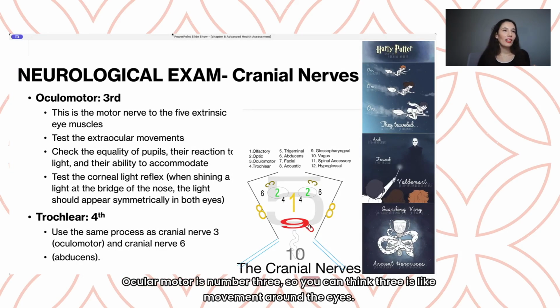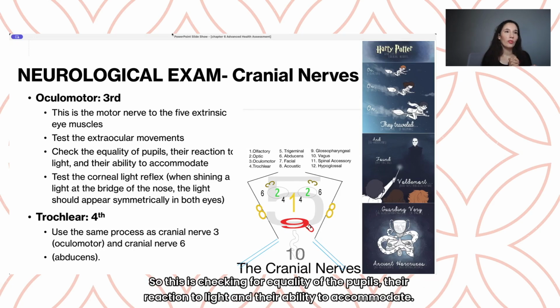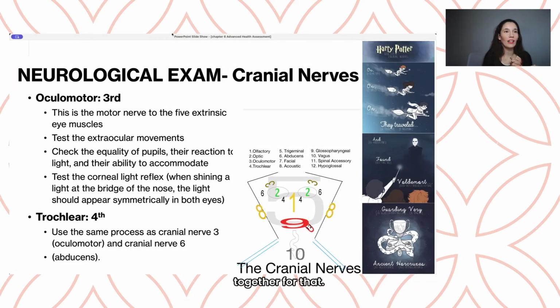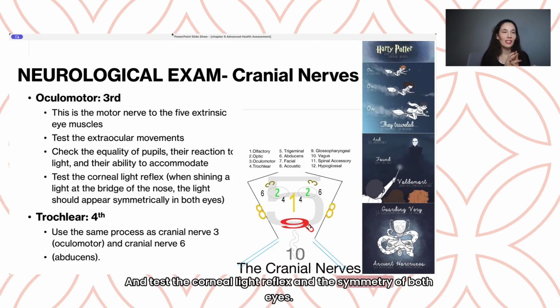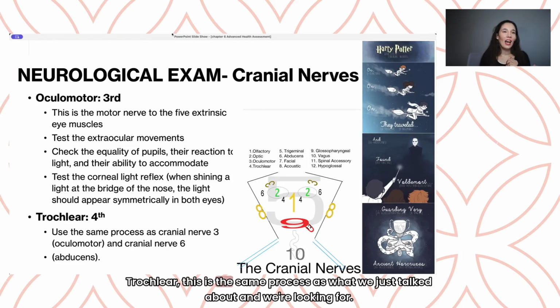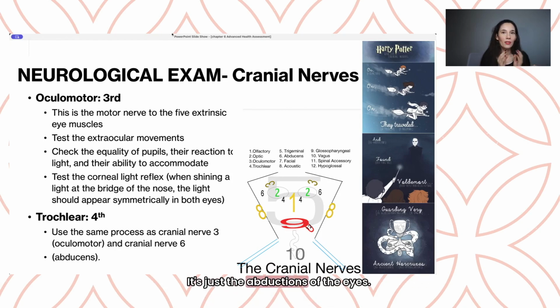Oculomotor is number 3. You can think of 3 as movement around the eyes. This is checking for equality of the pupils, their reaction to light, and their ability to accommodate. So you put your hand up, shine a light in one pupil, and see if both pupils react together. Test the corneal light reflex and the symmetry of both eyes. Trochlear is the same process as what we just talked about, looking at the movement of the eyes, the eyes being able to move in.